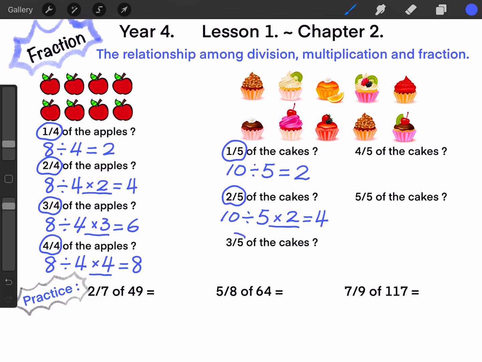Next, 3/5 of the cakes. We divide 10 cakes into 5 equal groups, then in 3 groups, totally there are 2 times 3 equals 6 cakes. So 3/5 of the cakes equals 6 cakes.